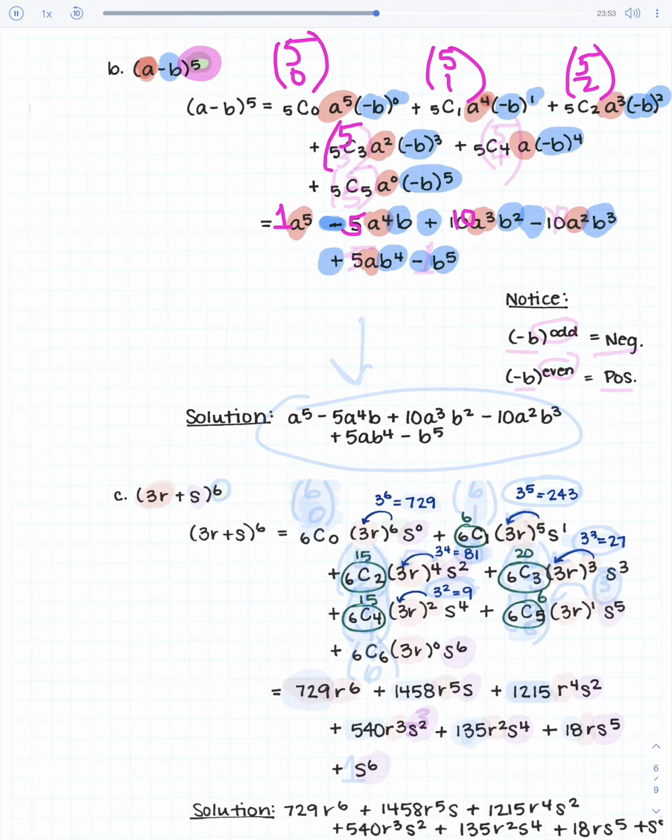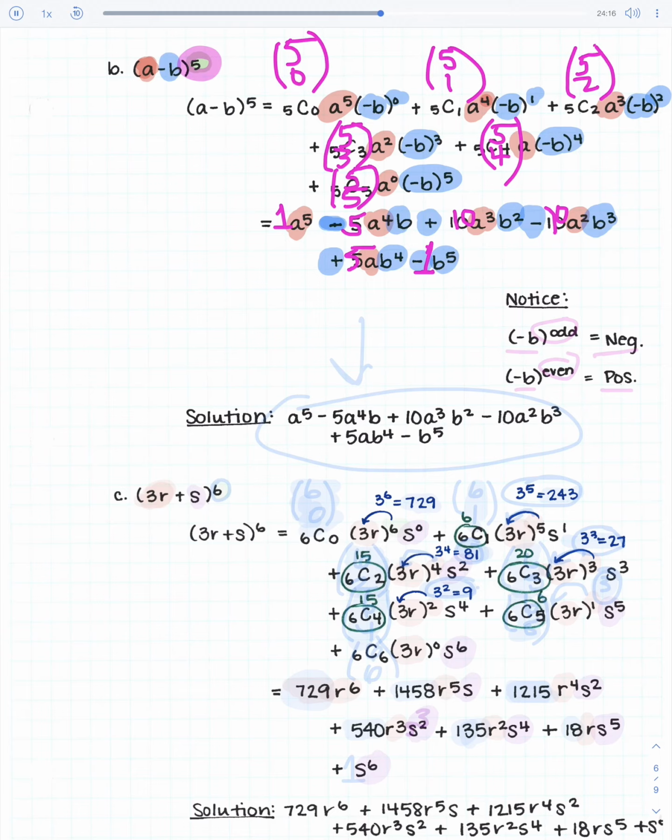Next combination would be a 5 on top, 3 on the bottom, using your calculator, which would give you again a 10. Next combination would be 5 on top, 4 on the bottom. Using your calculator would get you a 5 again. And combination of 5 and 5 would get you a 1 for your last coefficient, and you are done.